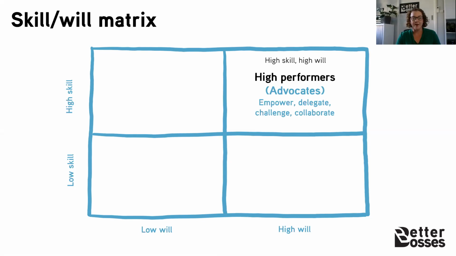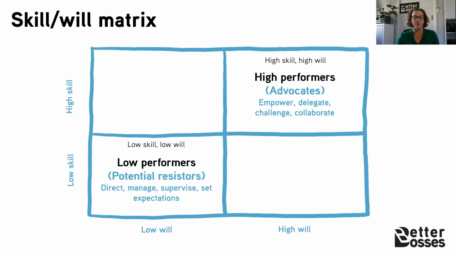lots of responsibility, challenge them, give them stretch projects, delegate to them, and collaborate with them when you're making big decisions. Get their input and their opinion. These are your high performers, and you really want to hold on to them. And of course, you want as many of them in your team as you can possibly get, but it doesn't always work that way. Generally speaking, you will have a mix of people who fall into all four quadrants within this matrix. So let's look at the next one, which is low skill, low will.